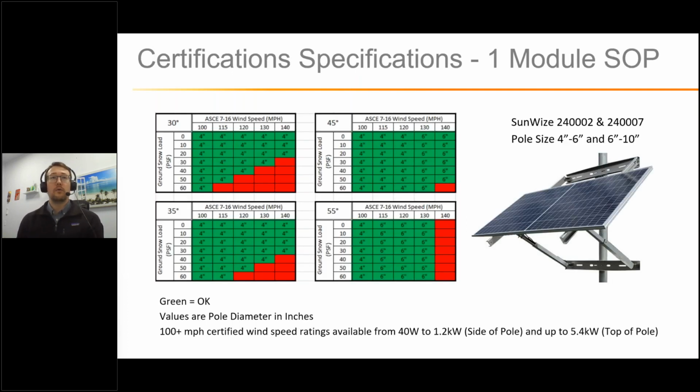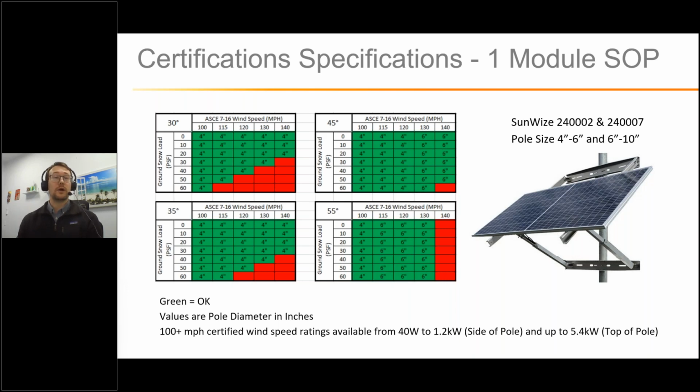So looking at what these wind speed rating tables comprise of, this is specifically for our one module large format side of pole mount. It comes in 2 pole size configurations, 4 to 6 inch, as well as 6 to 10 inch. You'll see the 2 part numbers for each respective pole size above the graphic. And looking at these 4 tables, in the upper left-hand corner is the tilt degree angle, so different results whether it's at 30, 35, 45, or 55 degrees.